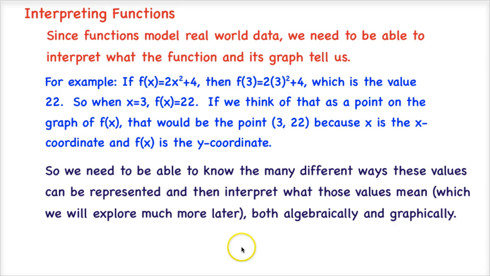Hi everybody, tonight's video is going to be on interpreting functions. We've already talked about a general introduction to functions and their graphs, but now we want to be able to gather more data and more information just from looking at the graph of a function.